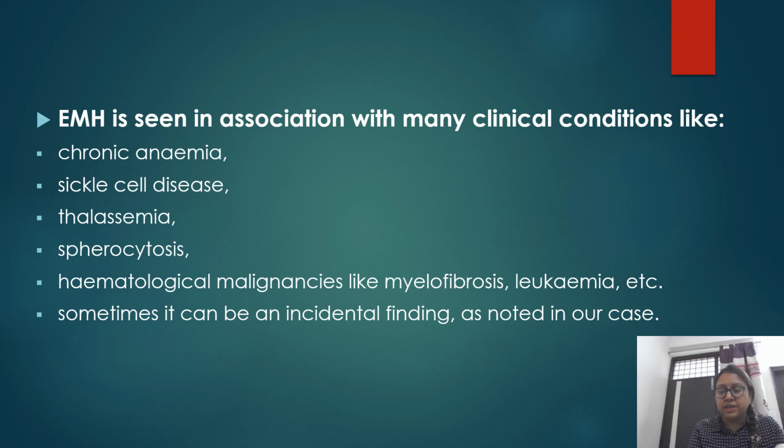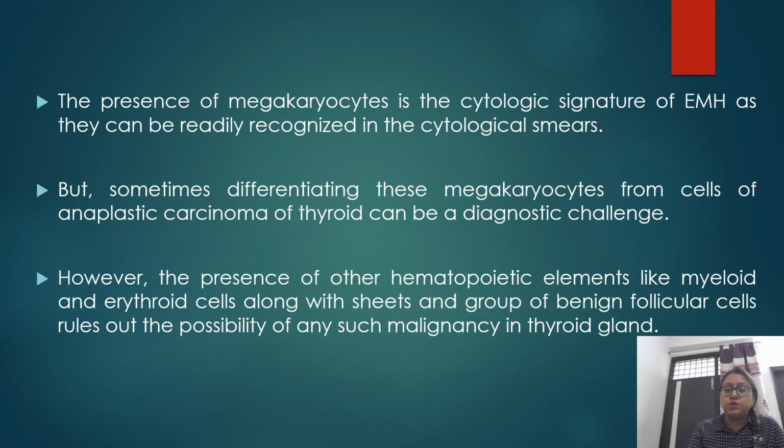Patient was diagnosed with CML and then she was put on therapy and she recovered so well. ठीक है. So important thing based on cytology क्या है? अगर हमें मेगाकैरियोसाइट्स मिल जाते हैं, so that is a cytologic signature of extramedullary hematopoiesis, क्योंकि वो बड़े बड़े सेल्स होते हैं and can be readily recognized in a cytological smear. ठीक है. But जब presence of these megakaryocytes, suppose thyroid FNA हम कर रहे हैं, ठीक है, so we need to know the differential diagnosis when we get these kind of big cells.